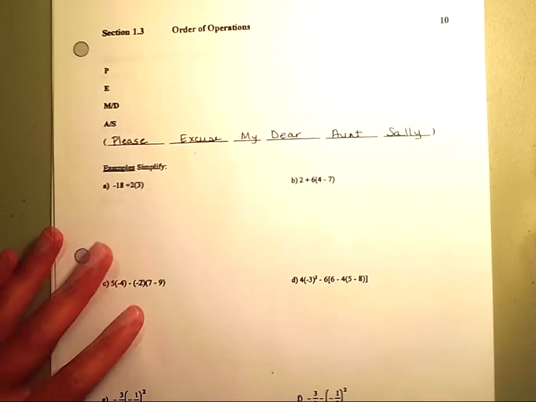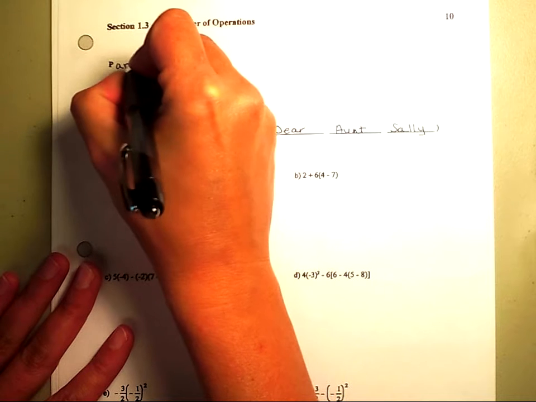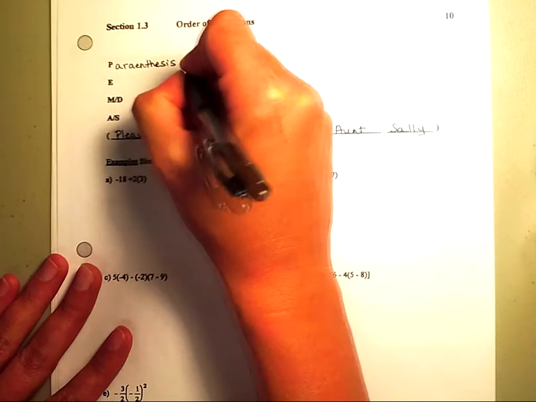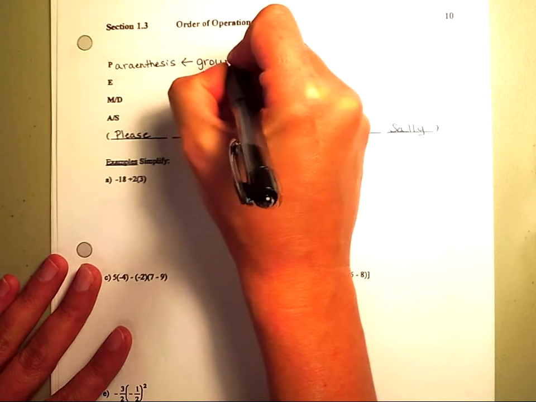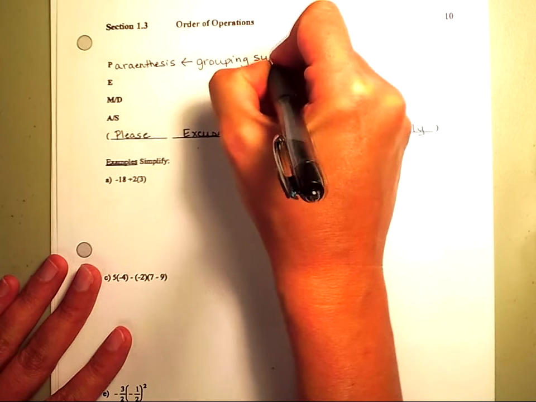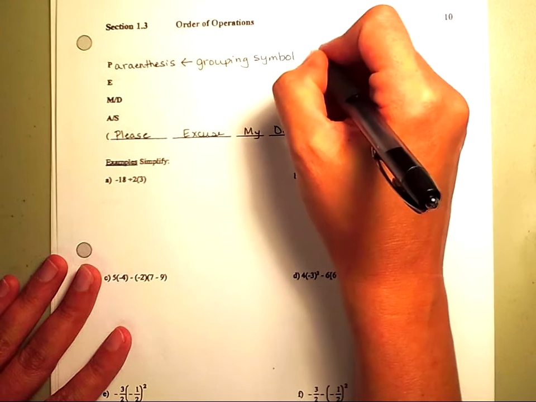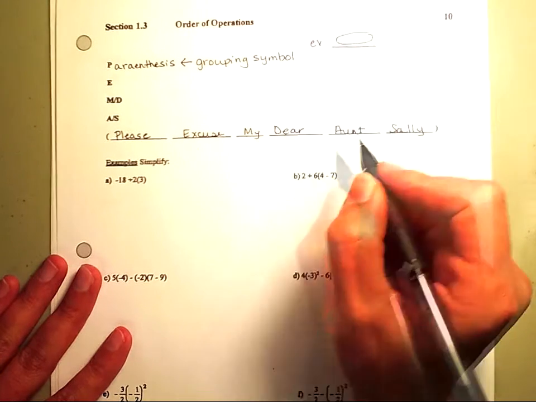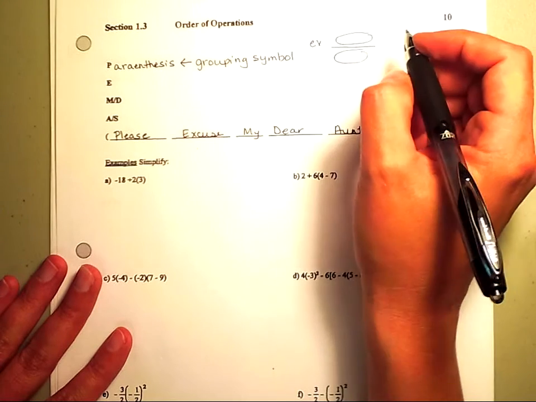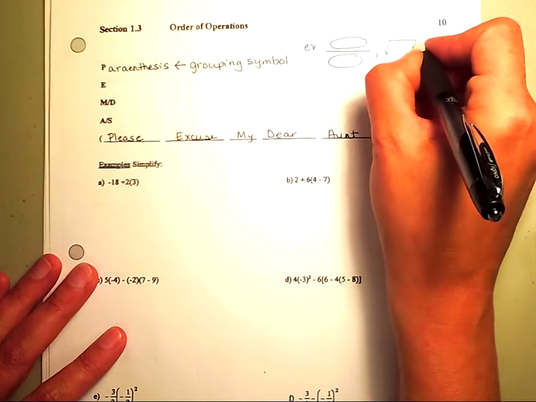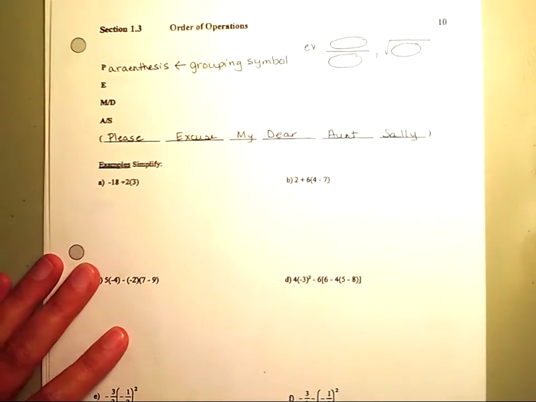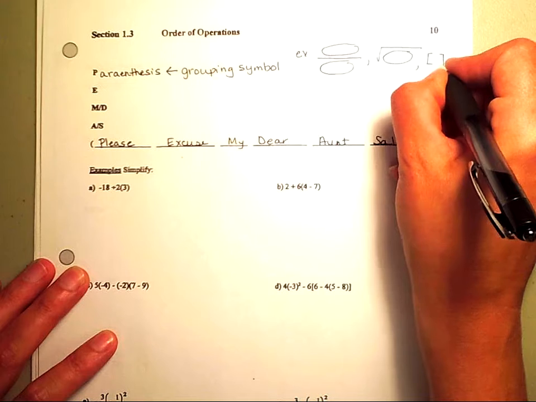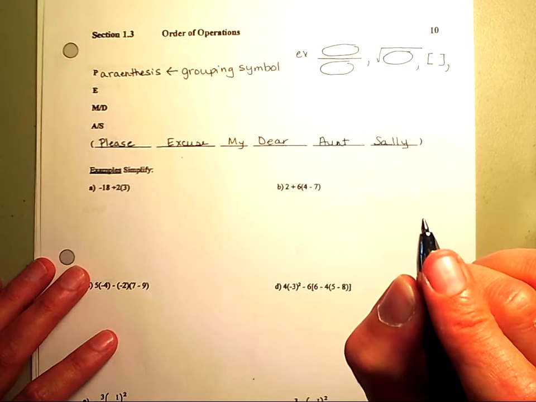But what it stands for is parentheses. Okay. But really this is any grouping symbol. So for example, one that we're really familiar with is in a fraction. You would do the numerator and then do the denominator. Another grouping symbol that we'll see is the square root. You would want to work under the square root. Okay. There can also be brackets. Okay. Those are the same as parentheses.